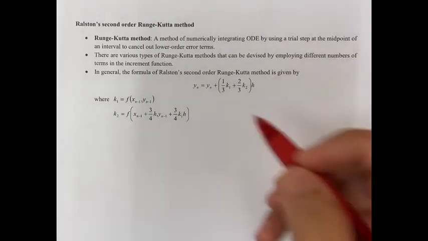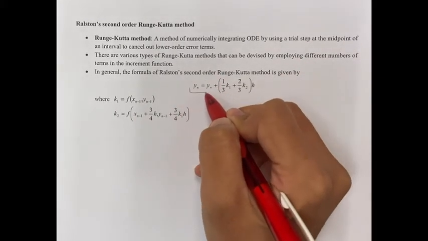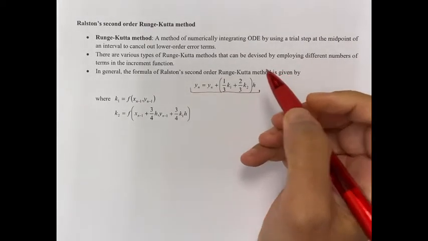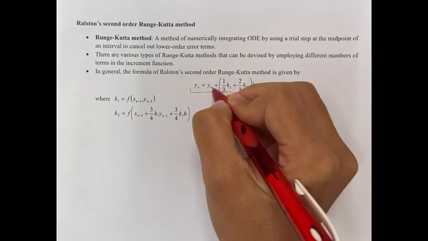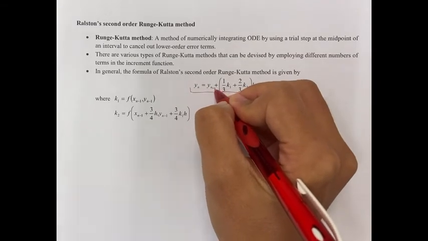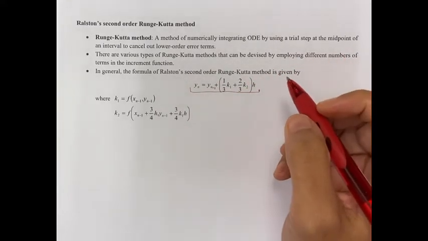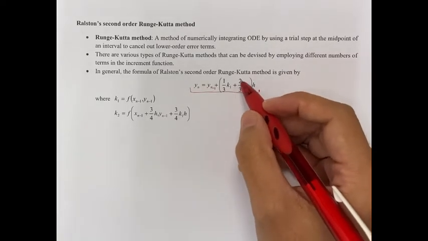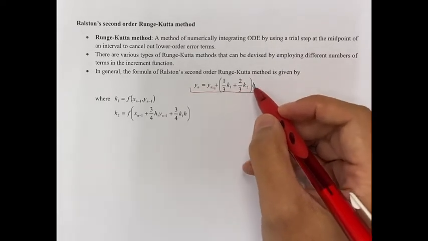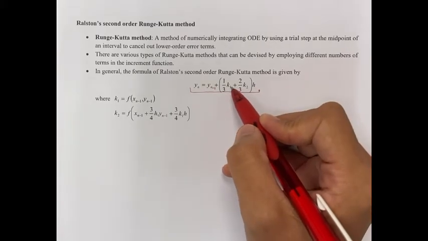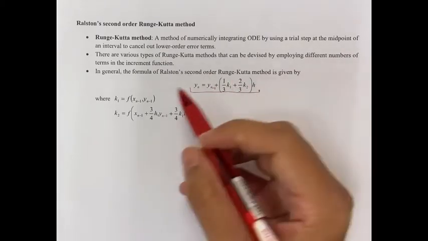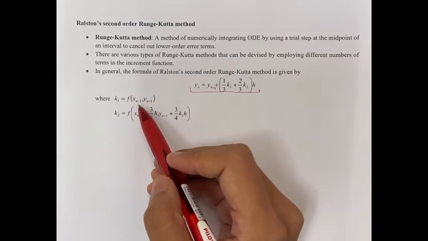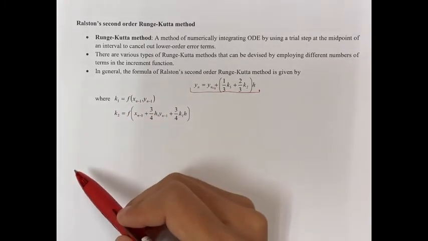So this is the formula for Ralston's second order Runge-Kutta method. yn is equal to y(n-1) plus (1/3 K1 plus 2/3 K2) h. From here, you need to know what your K1 and K2 are. So, to find K1, K1 is equal to the function of your previous x and y.